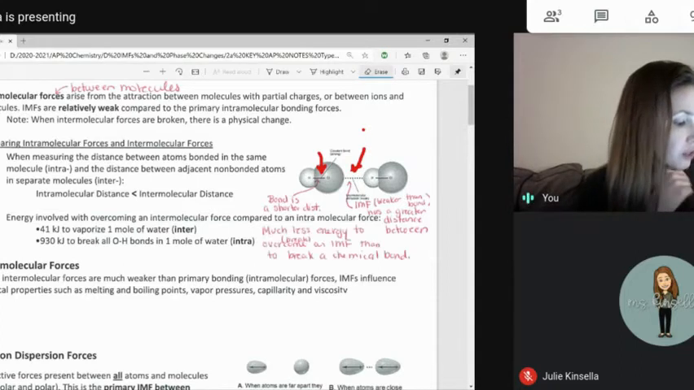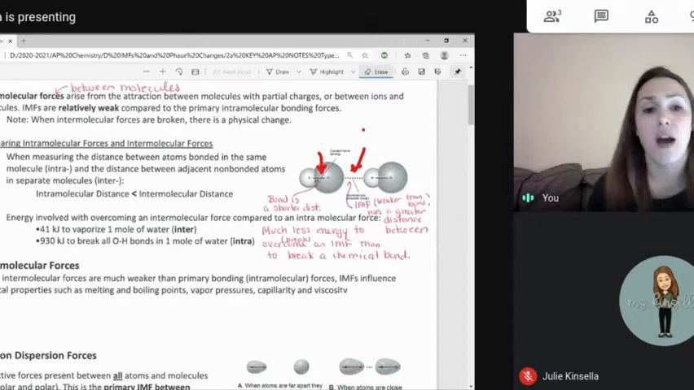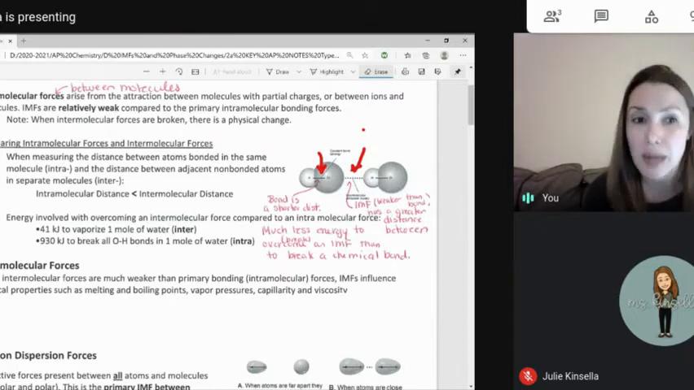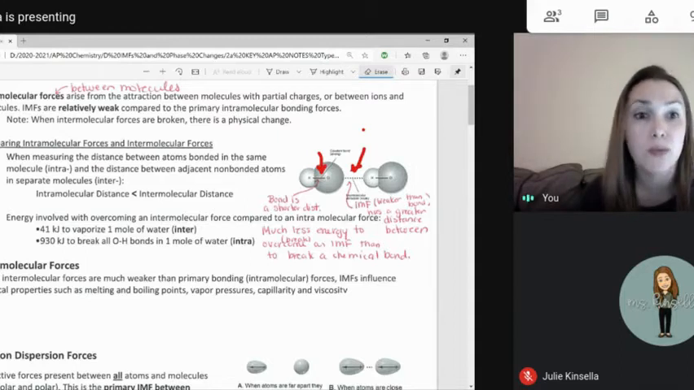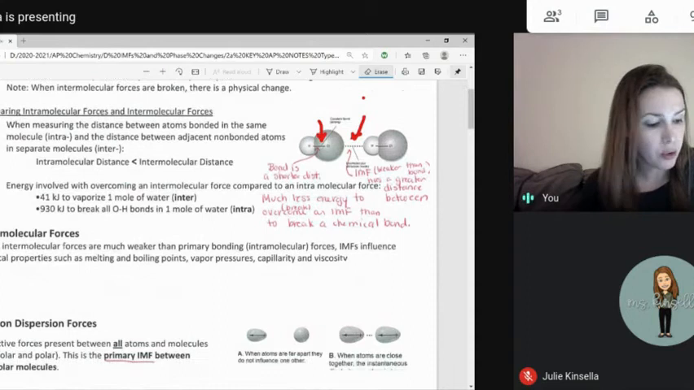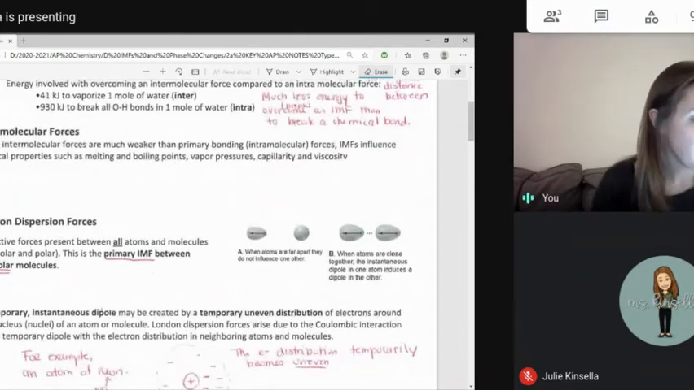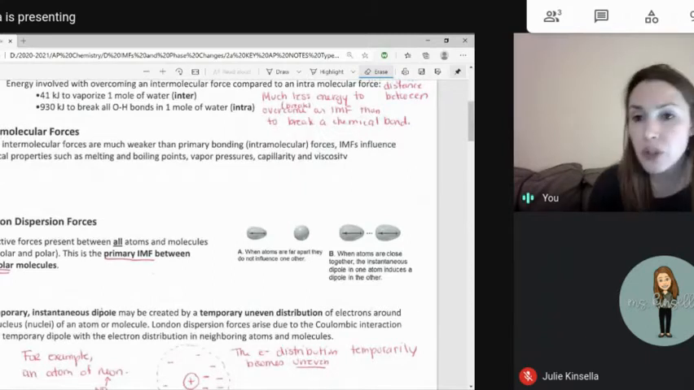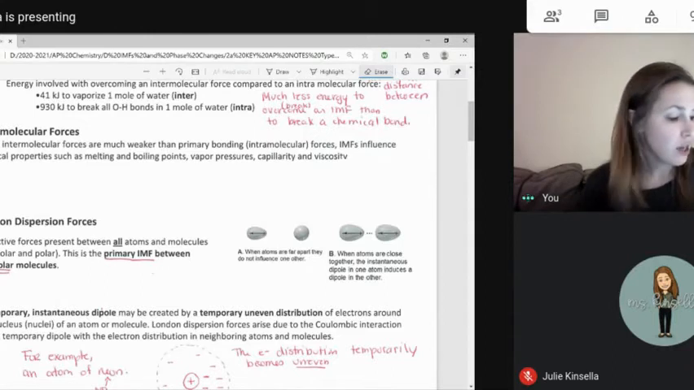So it takes much less energy to overcome, and I usually like to say overcome an IMF, not actually break an IMF, than to break a chemical bond. We'll be keeping that in mind as we go forward. So in terms of our intermolecular forces being much weaker than the primary bonding forces, they influence physical properties such as melting points, boiling points, vapor pressures, and so on.